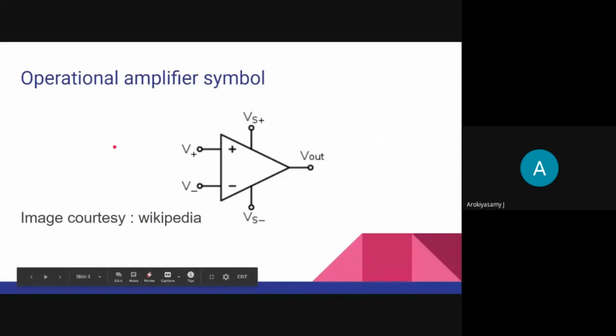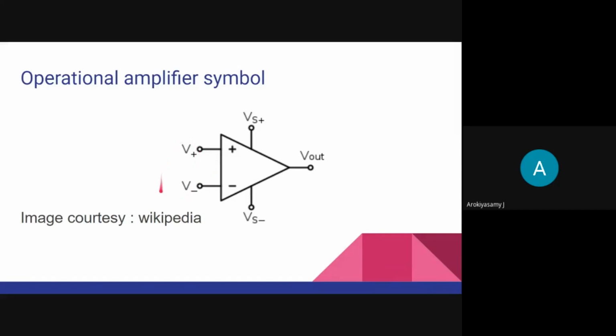Okay, this is a symbol for the operational amplifier, the universally accepted, internationally accepted symbol. There is a triangle. Triangle represents the operational amplifier. These are the terminals, plus, minus. The two terminals, V plus and V minus, are called non-inverting input and inverting input.